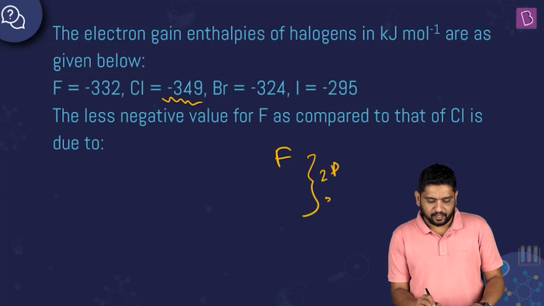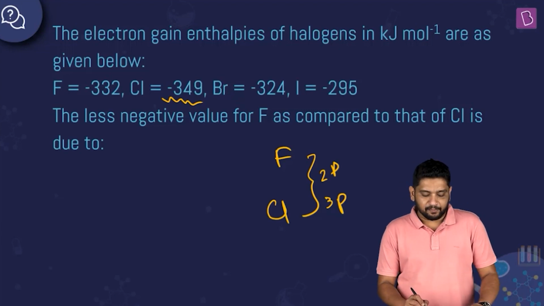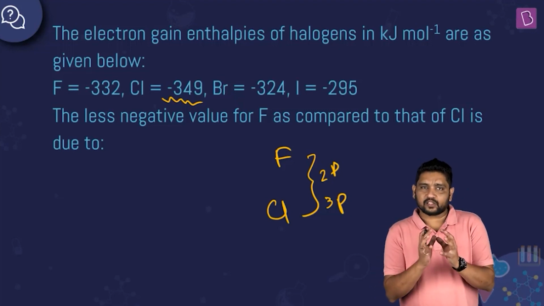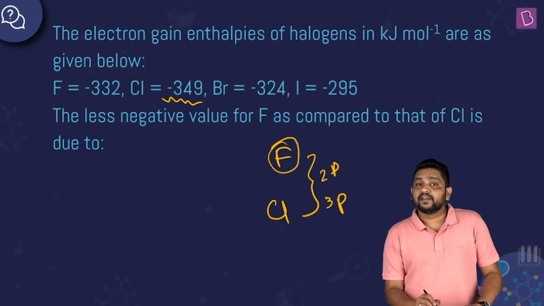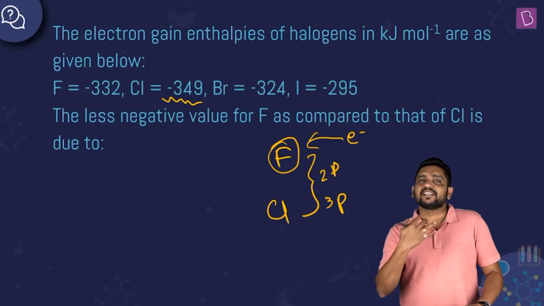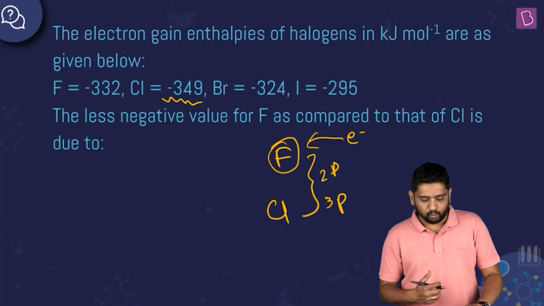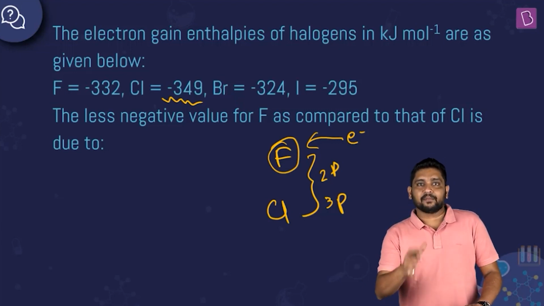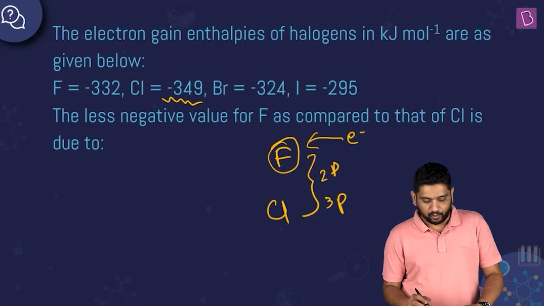2p, 3p comparison, right? As far as fluorine is concerned, it's a second period element, so it only has two shells. It is a very small atom, and in this very small atom with a large number of electrons, when I'm trying to add an external electron, some amount of interelectronic repulsion will have to be overcome. So while bringing that electron into the fluorine atom and making it F minus, the amount of energy released is not as high as what is seen in chlorine.